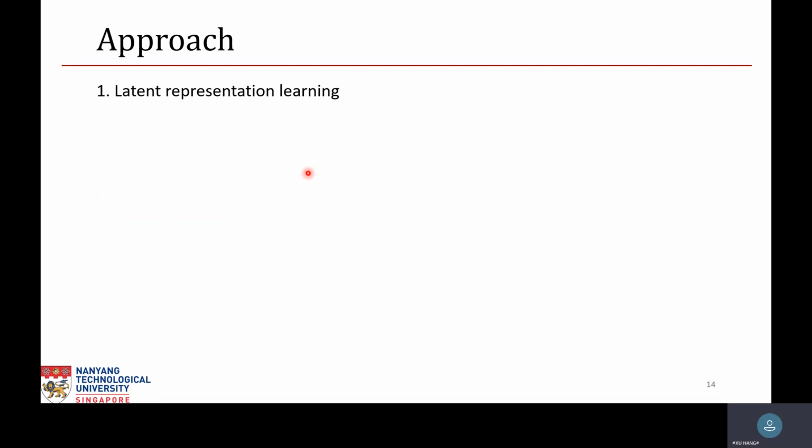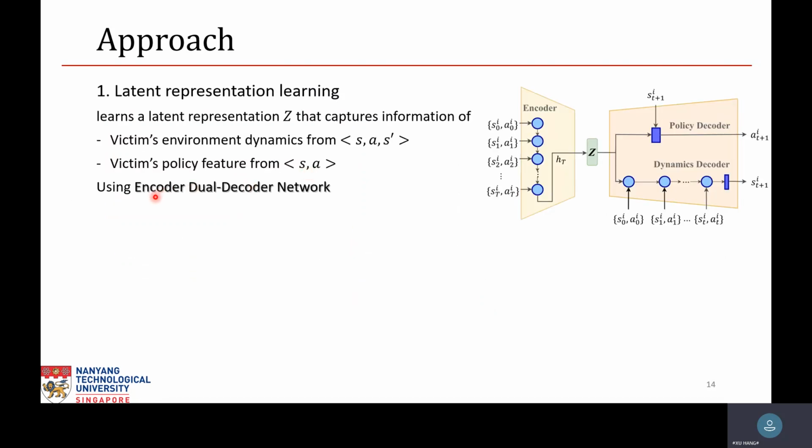For the latent representation learning, we proposed an encoder and dual decoder neural network. Here, the encoder is an LSTM network, and for the decoder, there are two parts. One is the policy decoder, which interprets the policy, conditioned on the state, and outputs the action. Another is the dynamics decoder, which interprets the environment dynamics, the next state conditioned on the state and action.